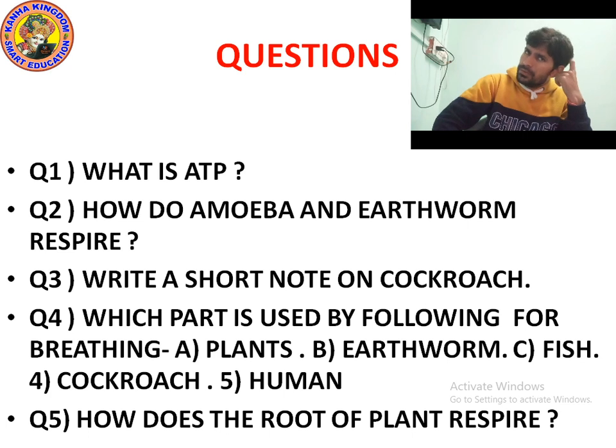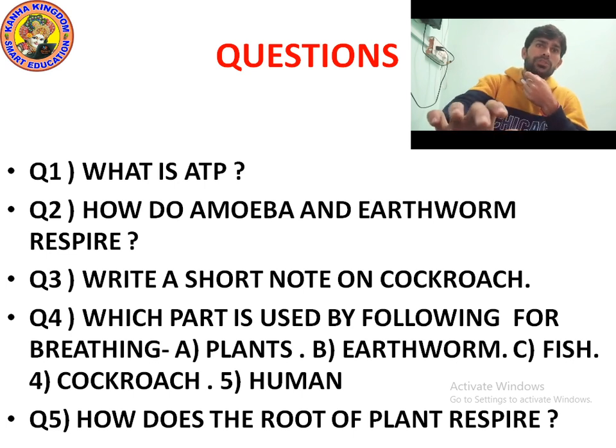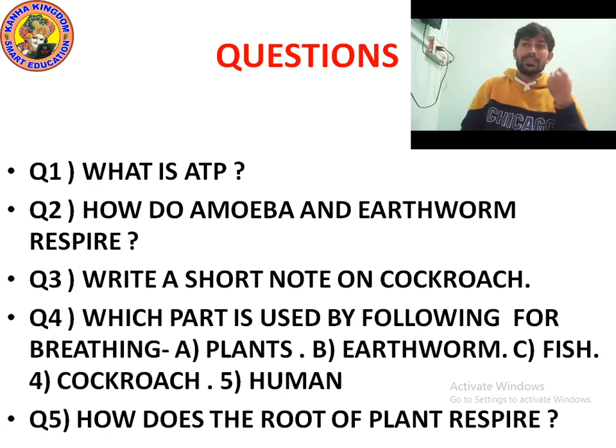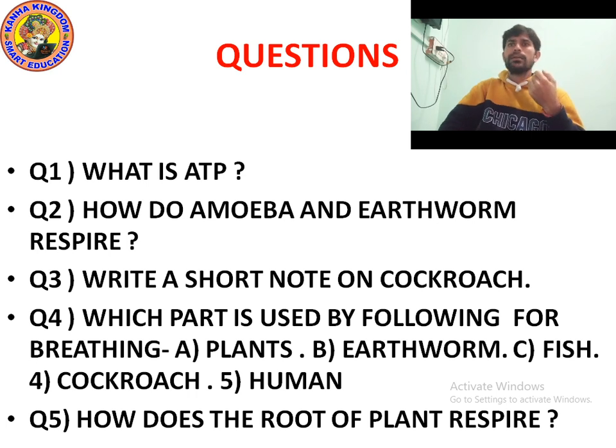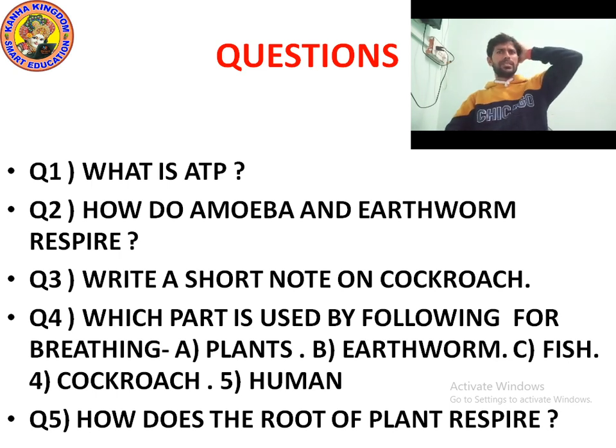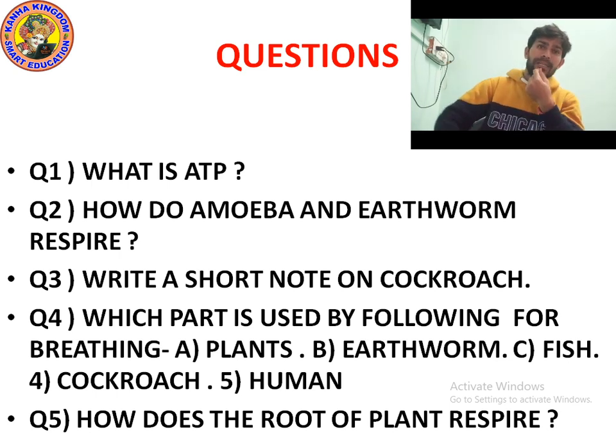Question number 4. Which part is used by the following for breathing? Plants use stomata. Just like other living organisms, plants also respire. They respire through tiny pores on the surface of their leaves called stomata. The oxygen enters the plant while carbon dioxide leaves the plant through these pores called stomata.